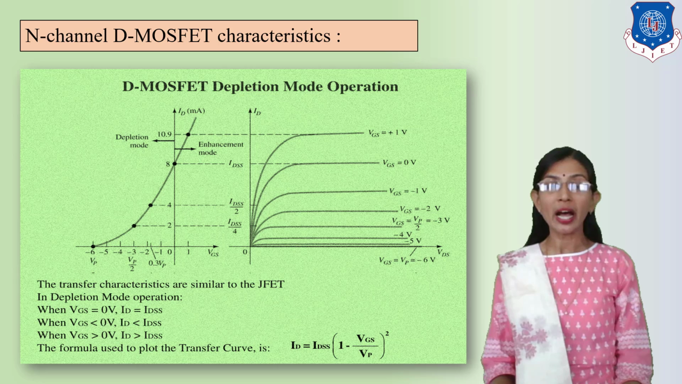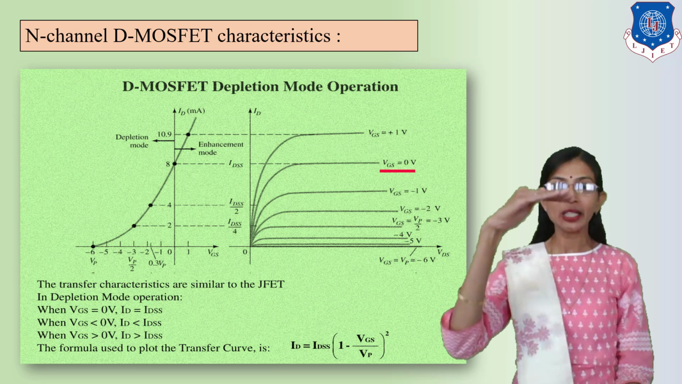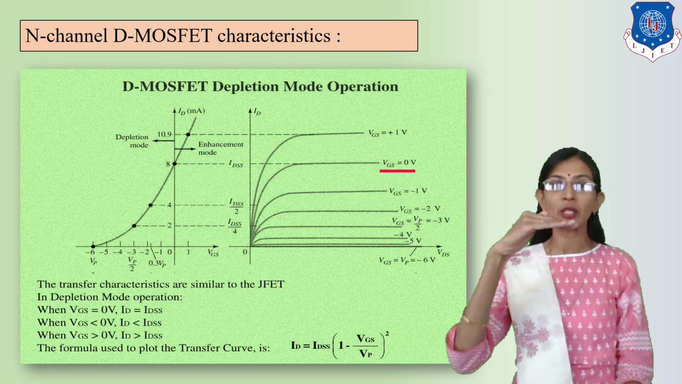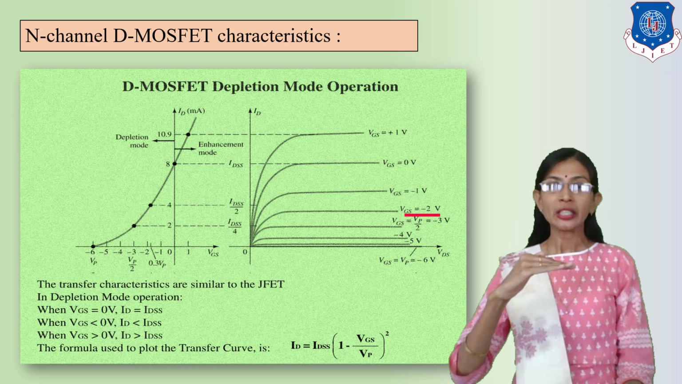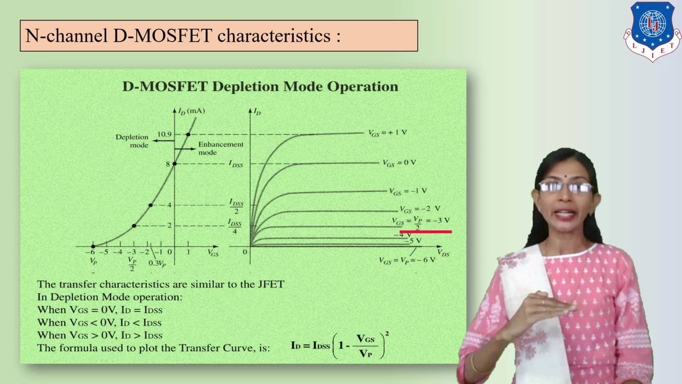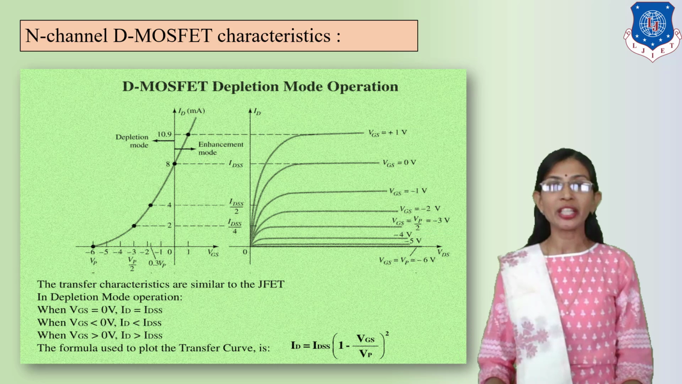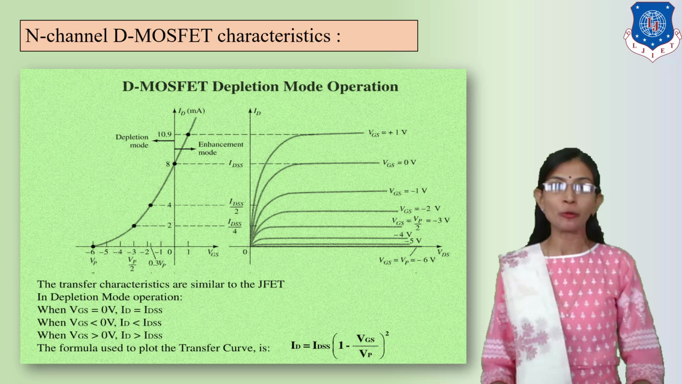So the curves are for different VGS examples. VGS equals 0, then ID is maximum; then the second curve VGS equals minus 1 volt, VGS equals minus 2 volt, VGS equals minus 3 volt, and ID is going to be reduced, and we can draw the different curves as per the characteristic. The upper curves above VGS equals 0 are for enhancement, with positive VGS values.